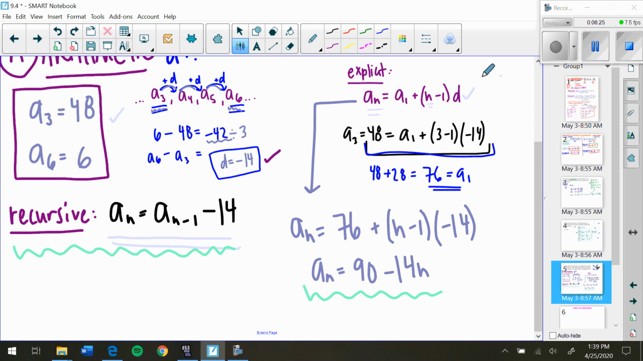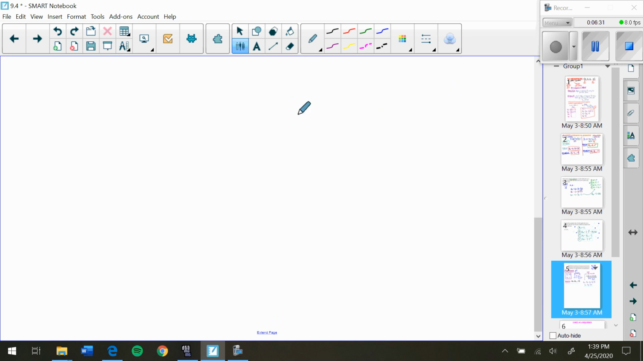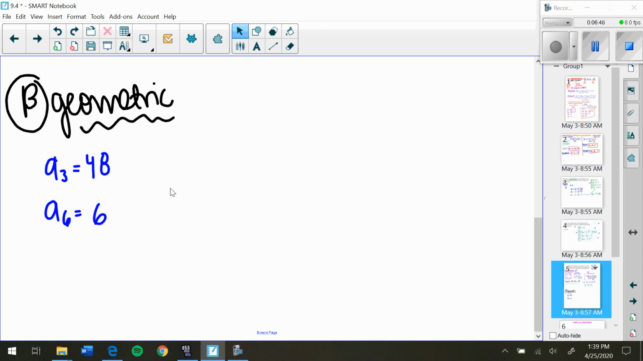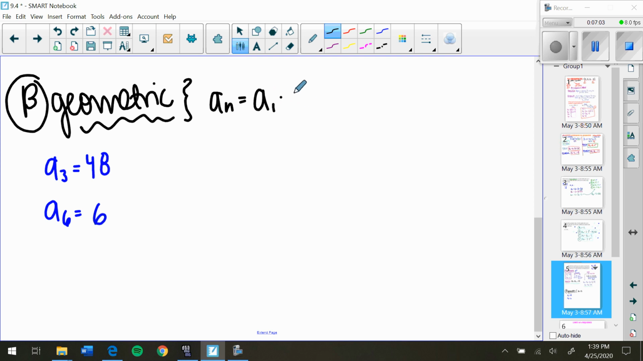However, we don't actually know that this was an arithmetic sequence, so we need to do the same idea for our geometric. So B asked us to do the same thing if this were geometric. Interesting. So we know our third term is 48 and our sixth term is 6. In order to find our r, our common ratio, we need to do a little more work. We know that a geometric sequence is going to look like this: a sub n is equal to a sub 1 times r to the n minus 1 power.